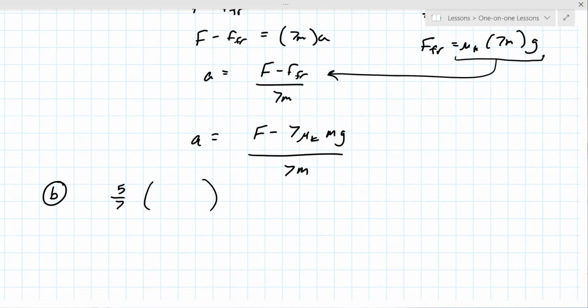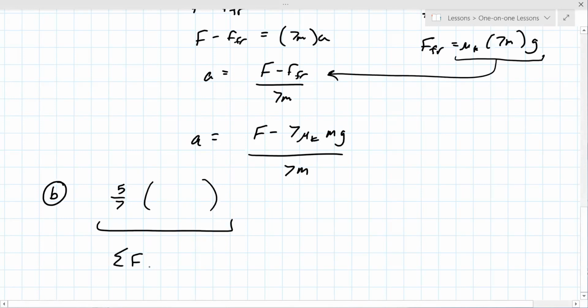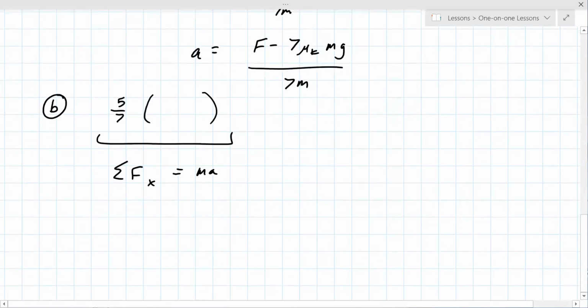All right, so we'll come back to this. It's the sum of the forces in the x direction equals mass times acceleration. But if you're just focusing on the large box, m is 5m. Do you agree with that? I do.